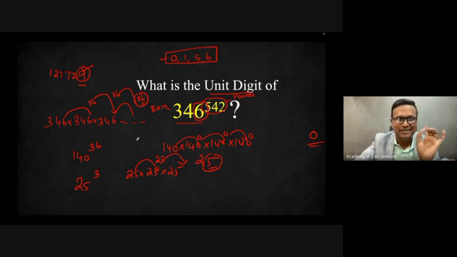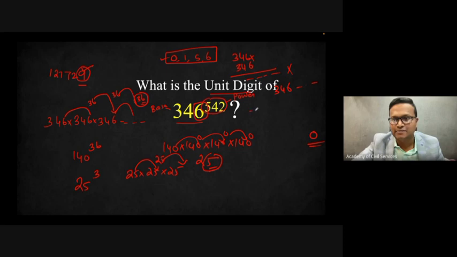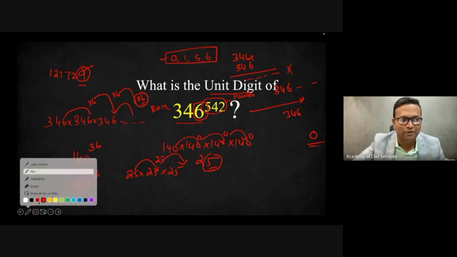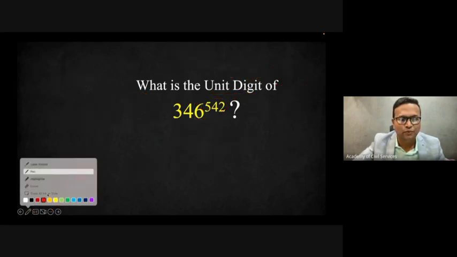First, what you have to see is the unit digit of the base. Instead of that, if you are going to solve this question this way, 346 multiplied by 346, whatever answer comes again multiplied by 346, whatever answer comes again multiplied by 346, 542 times, it will take 1 day minimum. Yes or not? The calculator is not permitted in the examination hall. It will take 1 day minimum.